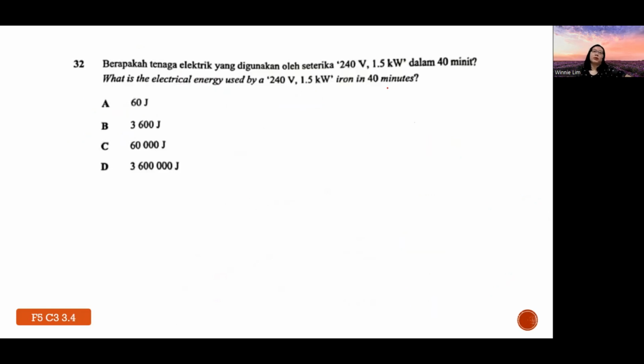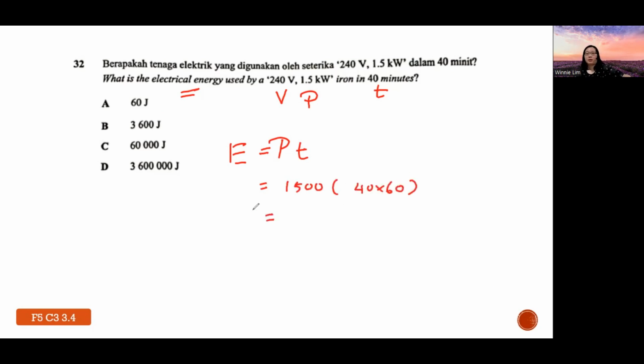32. What is the electrical energy used by a 240 volt, 1.5 kilowatt iron in 40 minutes? So this is potential difference, this is power, this is time. So they want energy. So the general formula for energy consumption is power times time, but everything must be in SI units. So 1.5 kilo becomes 1500 watt. And then the time you have to times 60. So once you press the calculator, you'll get the answer as 3,600,000 joule.